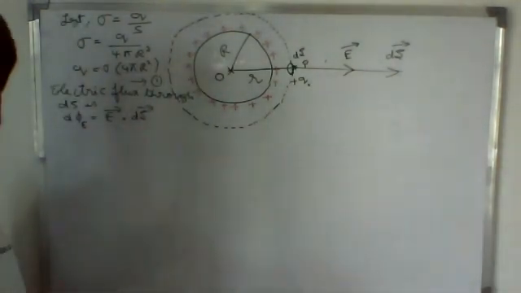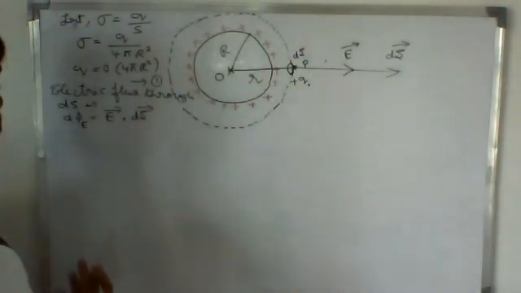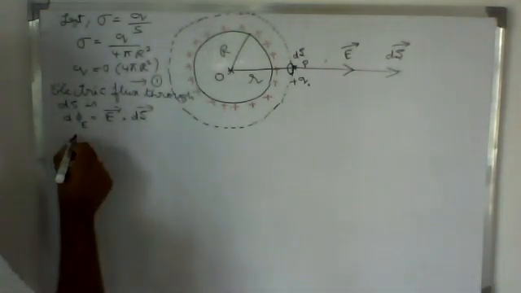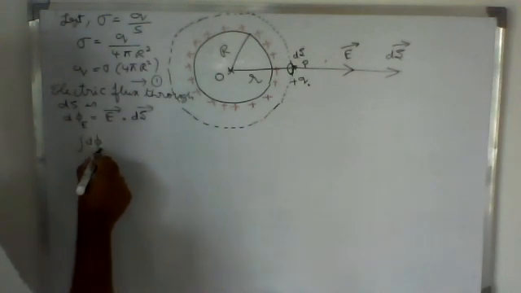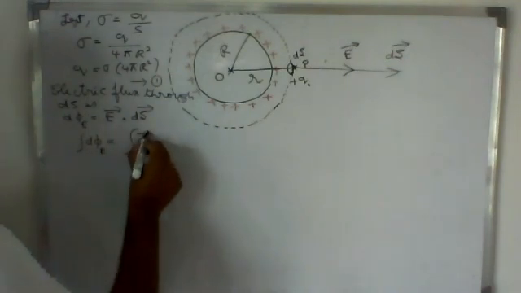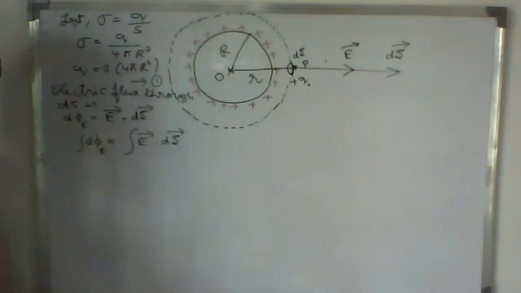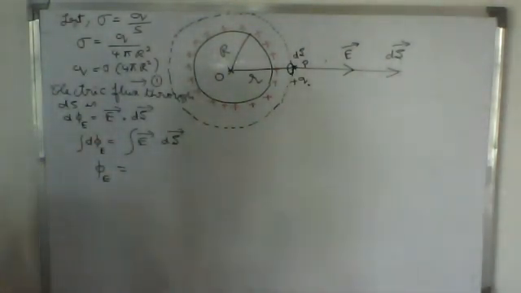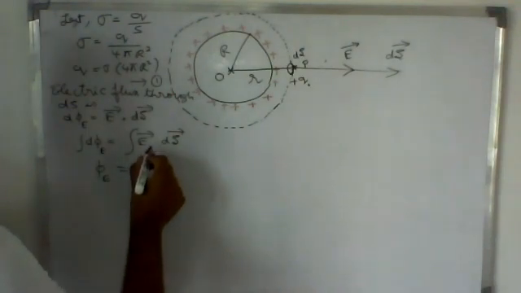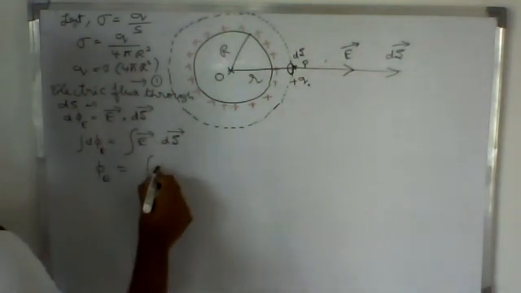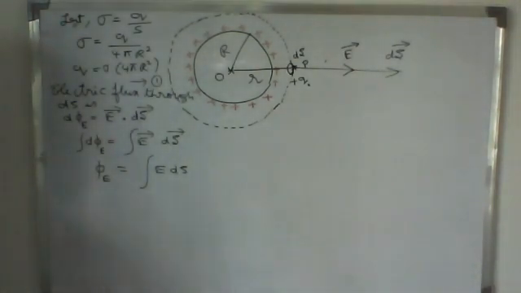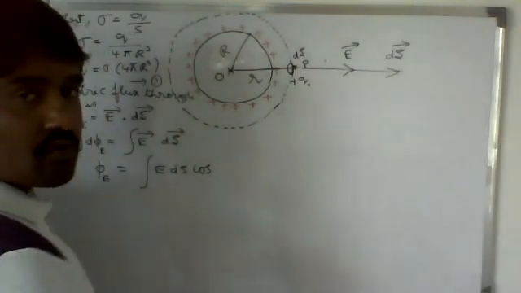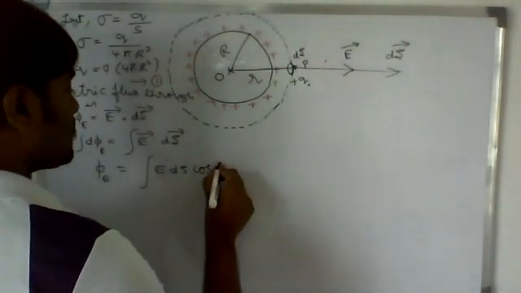But we want the total electric flux through the entire Gaussian sphere. So what do we have to do? Just integrate the equation on both sides. We get integration of d phi e equal to integration of E vector dot ds vector. Integration of d phi e is phi, the total electric flux through the entire Gaussian sphere. The dot product of two vectors is the product of the magnitudes of the two vectors, E ds, and the cosine of the angle between them. Both are directed radially outwards, both are parallel, so the angle between them is 0. So E ds cos 0.